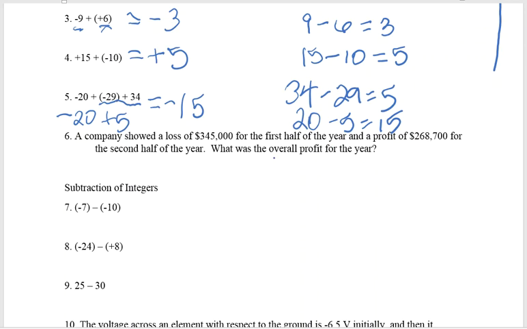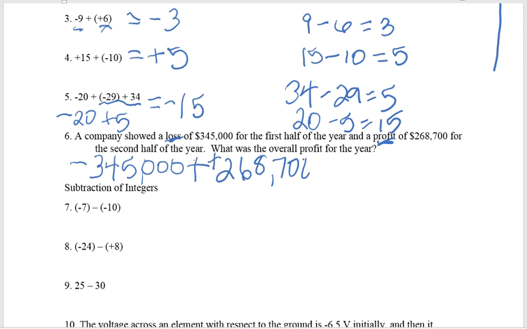Overall profit is when we put 2 numbers together, so we're going to be adding these numbers. Now the first one was actually a loss, so unfortunately it's a negative amount that the company has. If they have a loss, they actually owe somebody, or multiple people, more than the money they brought in. So the first one's a negative. The next one they actually did make a profit, so they have more money than they had to pay out. So that's a positive $268,700.